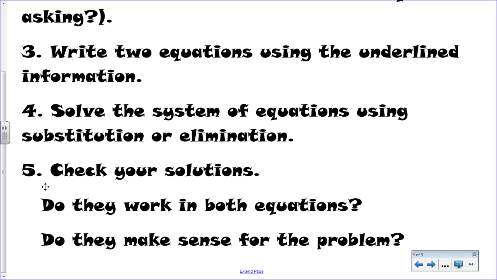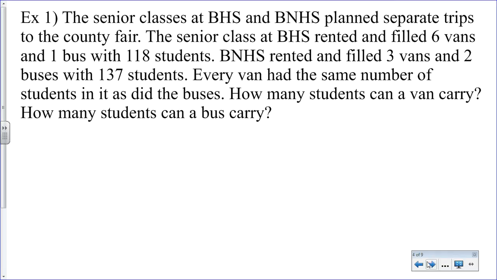If I'm asking you to find how many students fit on a bus, it doesn't make sense to have a negative answer because we can't have a negative number of students. So let's go ahead and do a couple of these.